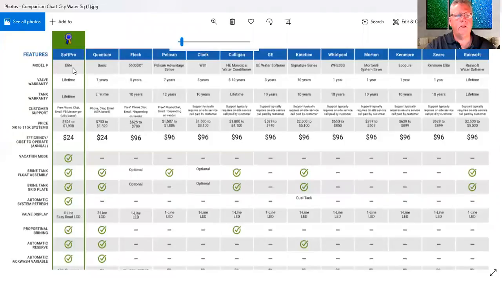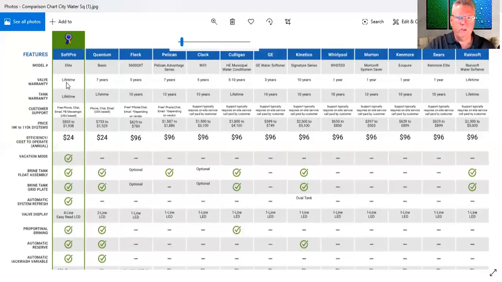The Soft Pro Elite system is an upflow system with new age technology built in a control valve. So it will save you up to 75% on salt and 64% on water every regeneration, which saves you money. The Quantum is the same way. The Fleck 5600 SXT is a downflow, so it does not give you that savings. Neither does the Pelican or any of these other systems.